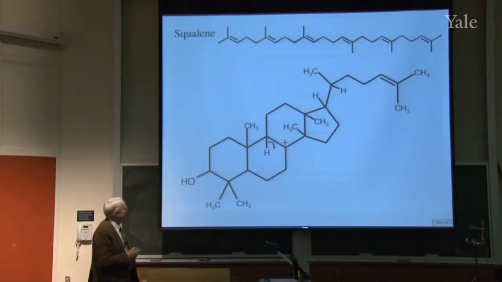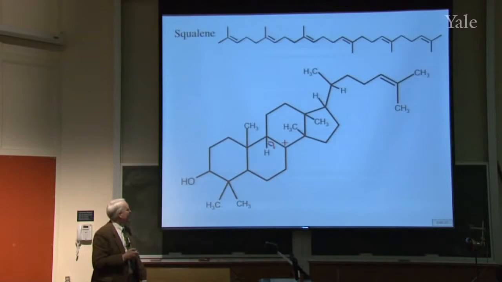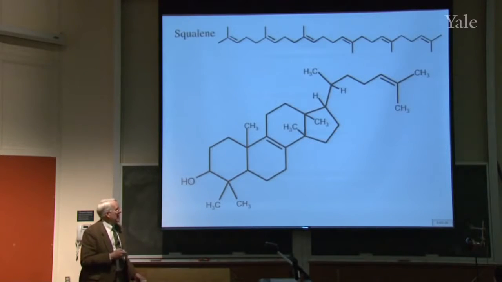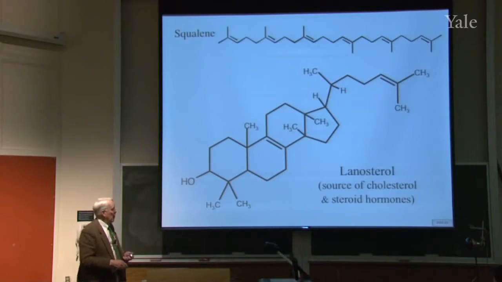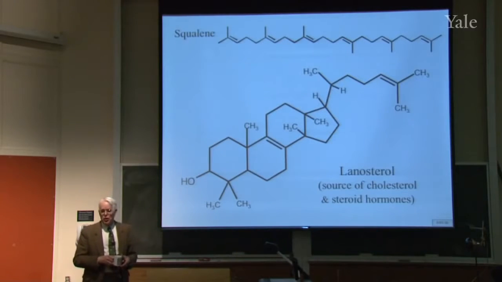Hydride shift, obviously, right? Wrong. Okay? This time the proton just gets lost. So it goes that way, the arrow, right? Makes a double bond and the proton goes away. Now that stuff is lanosterol. And that's the source of cholesterol and all the steroid hormones.